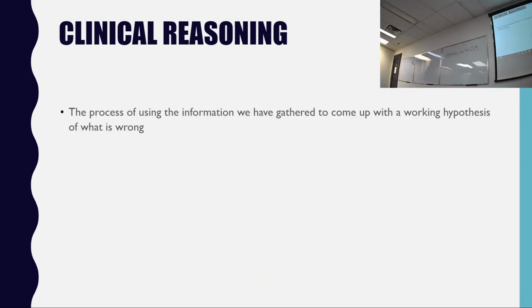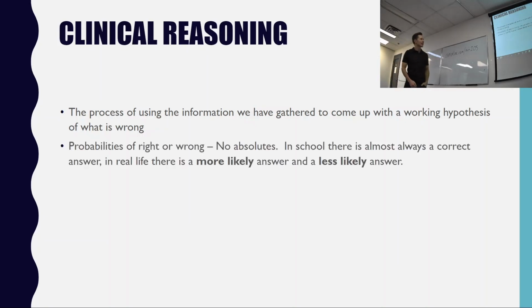So clinical reasoning is the process of using the information we have gathered to come up with a working hypothesis of what's wrong. That's what you got. You got a working hypothesis. It's a guess. It's your best guess. Sometimes your guess is really close, sometimes it's not. But your clinical reasoning is the process that takes you towards that hypothesis. It's all about probabilities. In fact, that's what our special tests are when we get into special tests. They increase or decrease the probability that you're dealing with a specific condition. They do not confirm conditions. They just increase or decrease probability. So there's no certainties. It's all about probabilities.